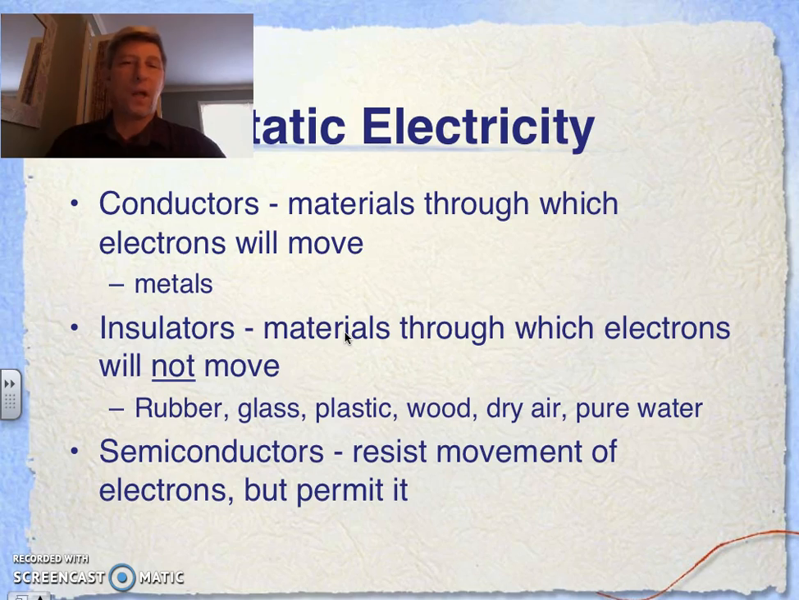Now, there are three kinds of materials that you need to be aware of in terms of static electricity and even current electricity, which we'll get to later in this unit. But they are conductors, insulators, and semiconductors. A conductor is simply a material through which electrons will move. And the best example of conductors that we have are metals, right? The wires that run from house to house and transmission line to transmission line are all composed of metal. Mostly aluminum. So, within your house, they're probably made of copper, unless you have a very old house, in which case they may still be made of aluminum.